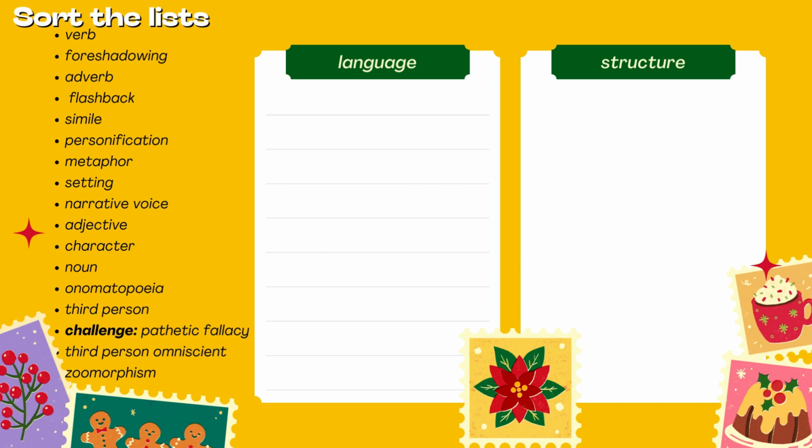So for task 1, I want you to make 2 lists and I would like you to sort them into language and structure. Can we see the difference between language techniques and structure techniques? So pause the video, have a go, and then I will show you the answers. So for example, does verb go under language or structure? Does foreshadowing go under language or structure?